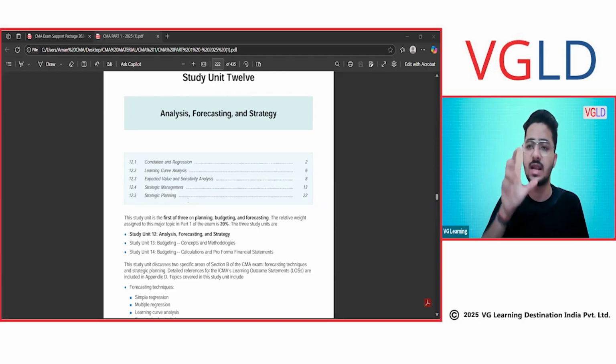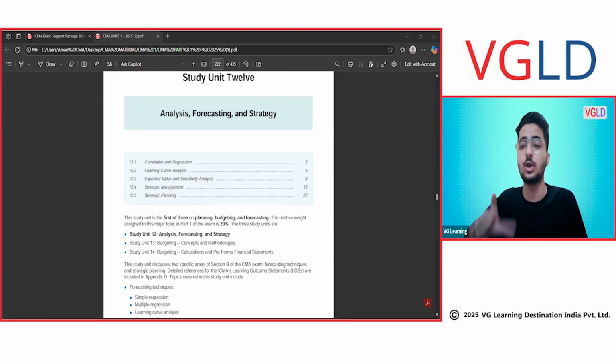Now, on the basis of that, you will make your assumptions. You will make your budget, like how much I'm going to spend, how much worth of car you need. That's your budget. Is it correct? And then you plan out the things accordingly. So this is what we need to learn in our section B: planning, budgeting, and forecasting.